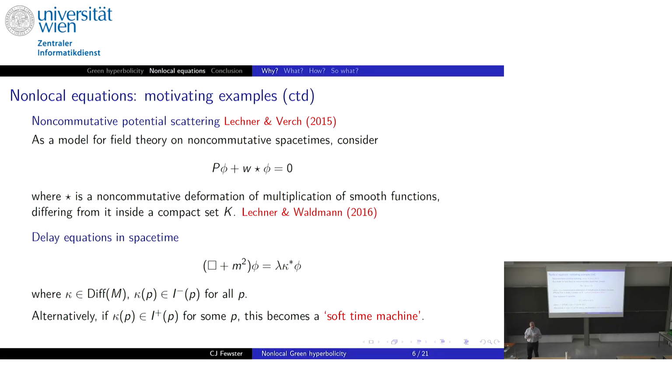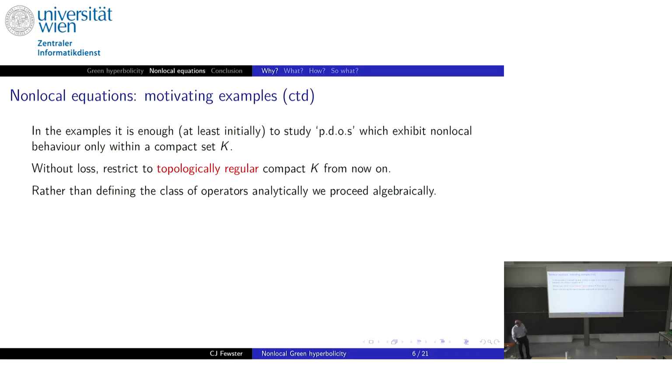because you haven't introduced any closed time-like curves into the metric. The metric is still globally hyperbolic, but with this equation, the field is actually partly sourced by what happens in the future. Okay, so it's somehow a soft time machine model. So these are some examples, and in all of them, it turns out that it's enough to study situations, partial differential operators now in inverted commas, because they're not partial differential operators, but the non-local behavior is somehow confined to a compact set K.